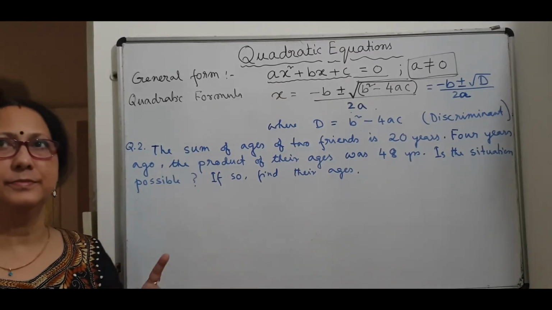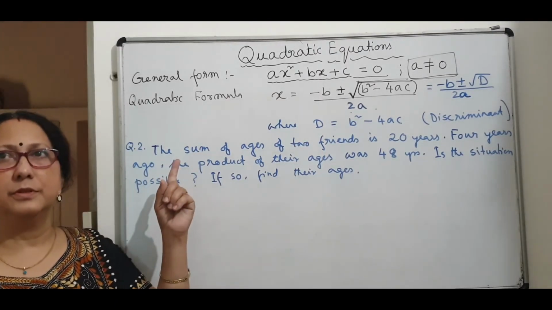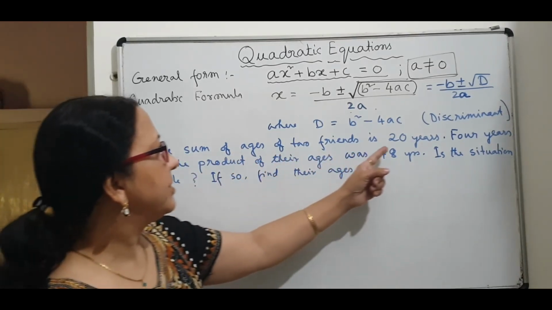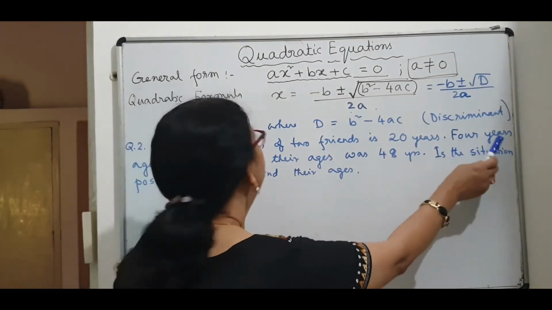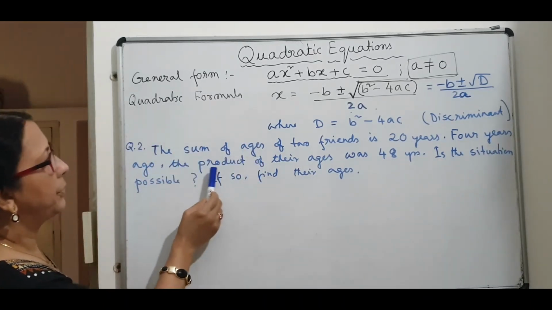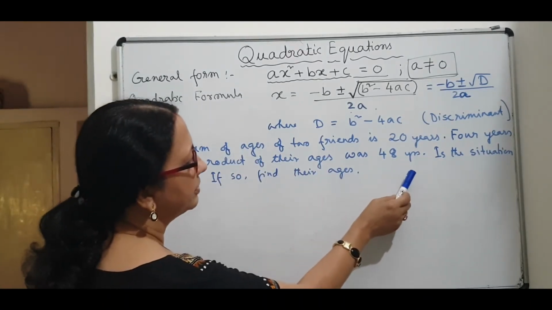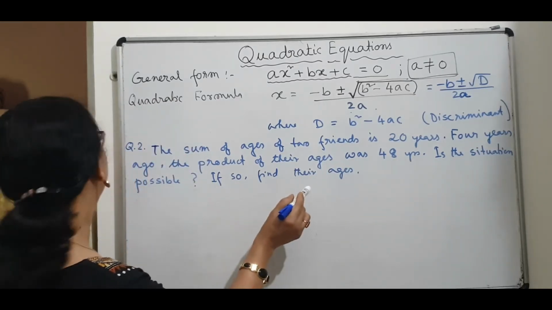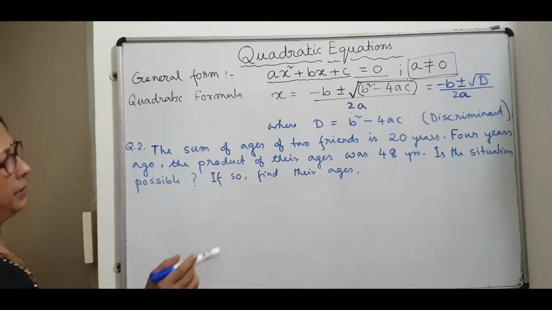Okay, next question. The sum of ages of 2 friends is 20 years. 4 years ago, the product of their ages was 48 years. Is the situation possible? If so, find their ages.